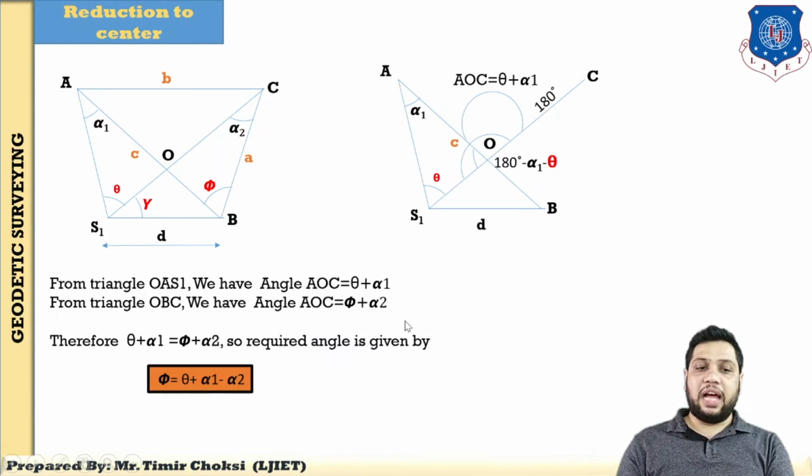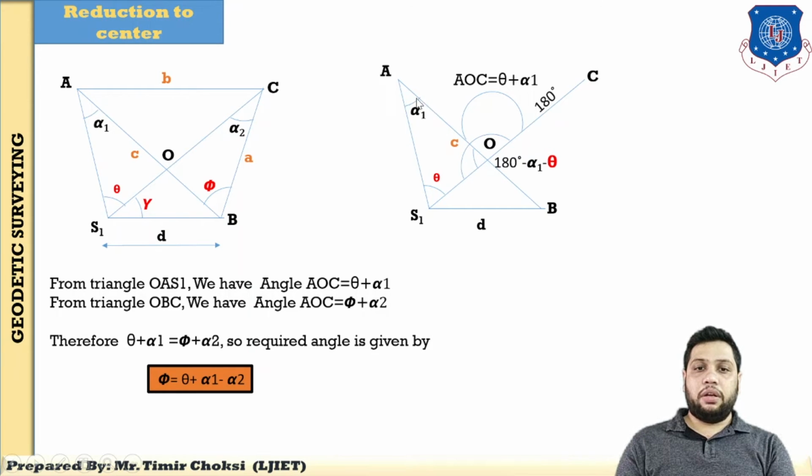Now after finding alpha 1 and alpha 2, we find phi, because our main goal is the angle between A, B and C. So I have taken the triangle AS1B and find the angle AOC using the exterior angle rule. This is theta, this is alpha 1, so this angle is 180 degrees minus alpha 1 minus theta. You know that the whole angle is 180 degrees.